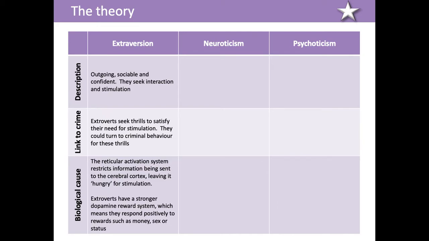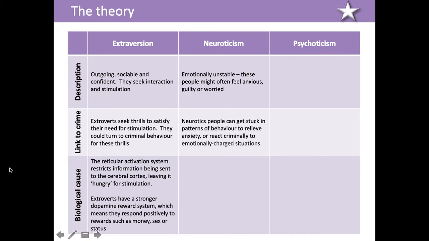Now we're going to look at neuroticism, which is a different personality trait. So we've got extroversion, which is the opposite of introversion, and now we've got neuroticism, which is on a different scale. Now, neurotics are emotionally unstable people. So they might often feel anxious, guilty, worried, and their emotions can change really quickly. This can lead them to get stuck in patterns of behaviour to relieve that anxiety. It can also mean that when they're in an emotionally charged situation, they might respond quickly without thinking it through because their emotions have changed quickly.